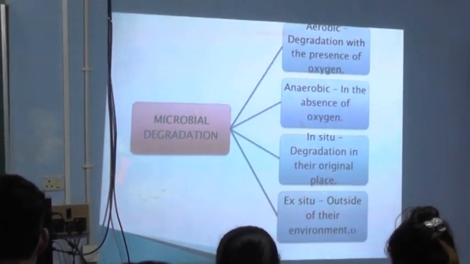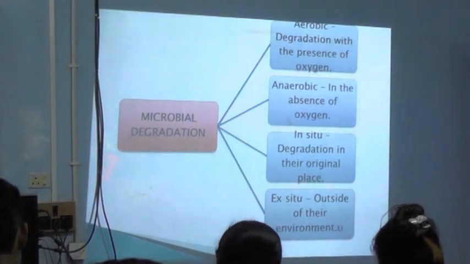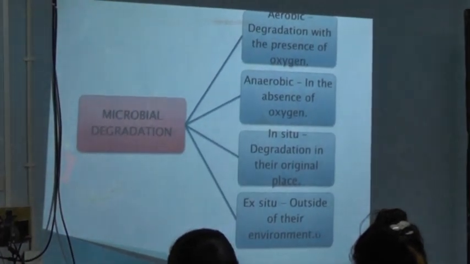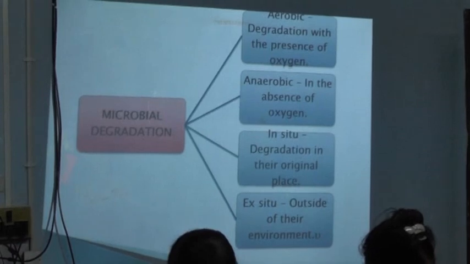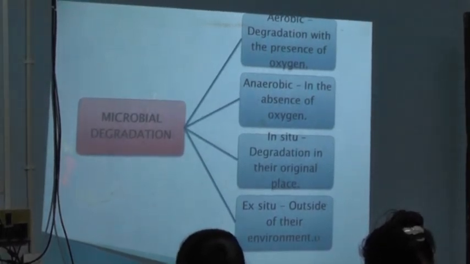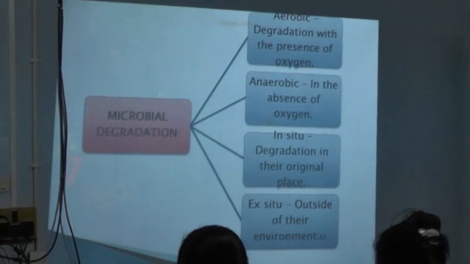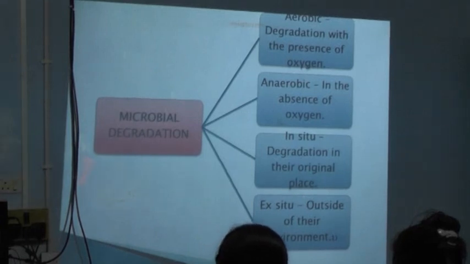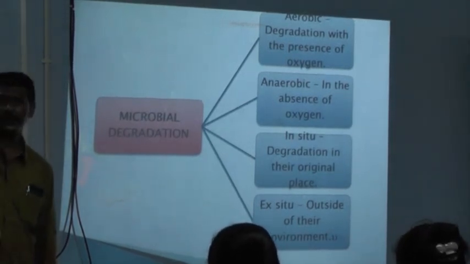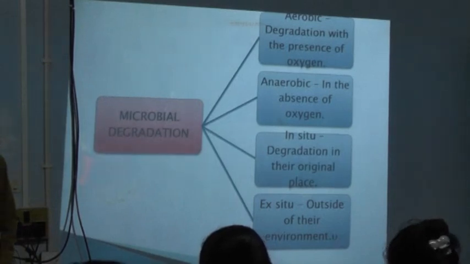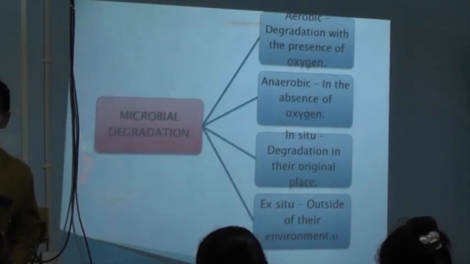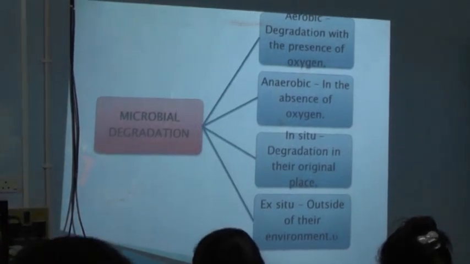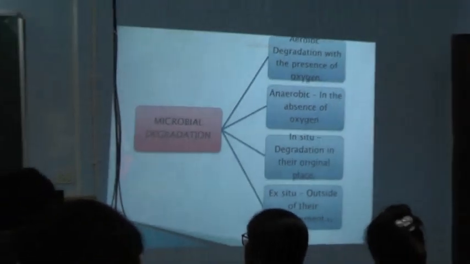Now, what are the different types of biodegradation? Microbial biodegradation has four types. One, aerobic biodegradation; two, anaerobic biodegradation, and we prefer to say biotransformation as an anaerobic biodegradation. Another is in situ, meaning where the problem is, it is treated nearby. And another one is ex situ, meaning at another location where you can use the microbes.